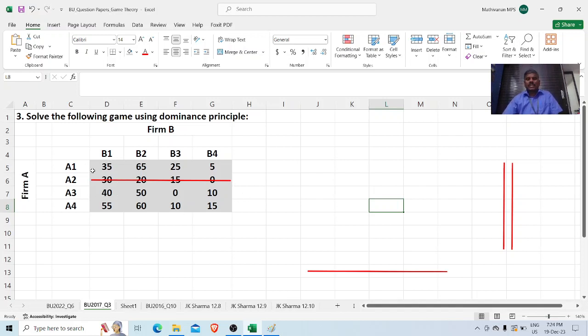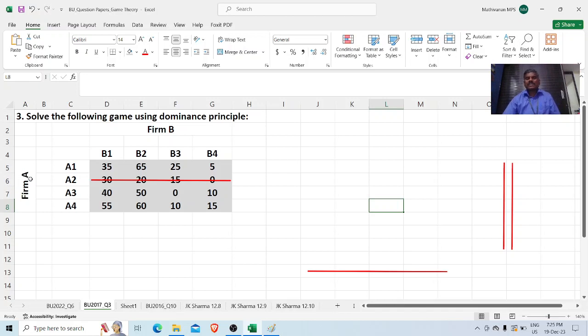On one occasion, that is when firm B is using the first strategy, A3 gave more gain for firm A. When firm B used the second strategy, the first strategy A1 gave more gain. When firm B used the third strategy, again A1 gave more gain for firm A. When firm B used the fourth strategy, A3 gave more gain for firm A.